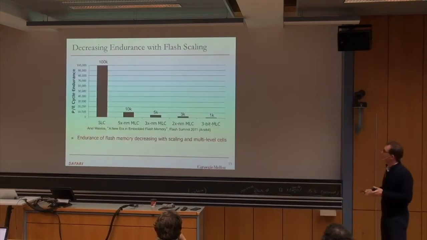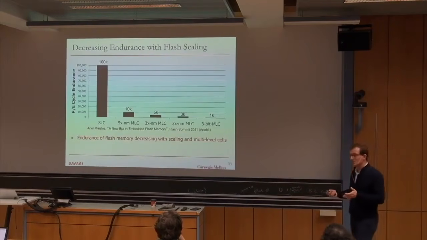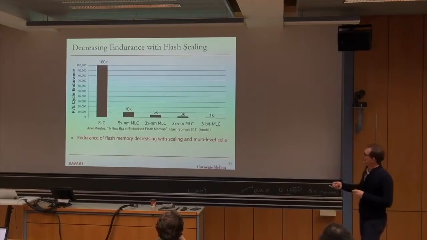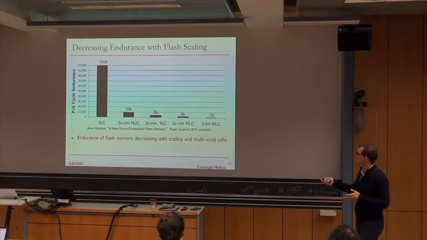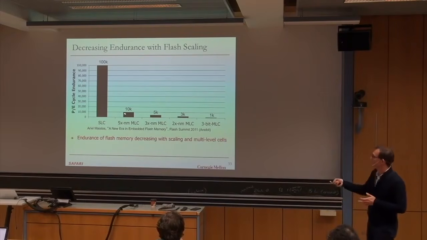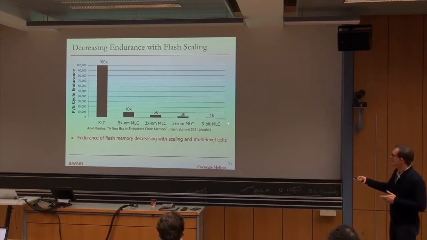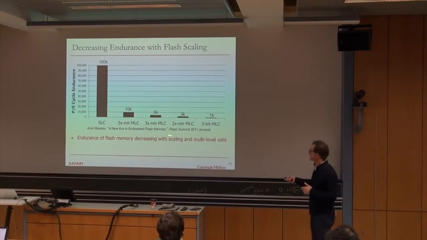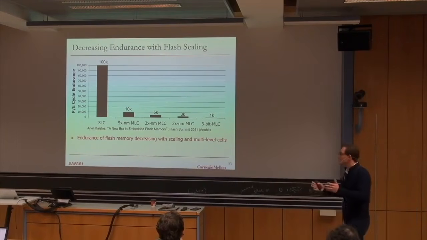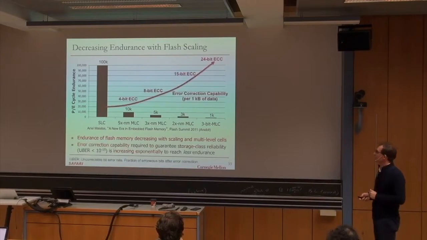So one way of bridging the gap is potentially using ECC, but I'll actually show that it's not a very good idea, perhaps. So this is another view of this. This is again from 2011, but the trends are actually very clear at that time. So this is single level cell, this is 5x nanometer multi-level cell, 3x nanometer multi-level cell, 2x nanometer multi-level cell. You see that endurance is decreasing. And it's 3-bit, so endurance is about 1,000 cycles. So endurance decreases with scaling as well as multi-level cell as expected.